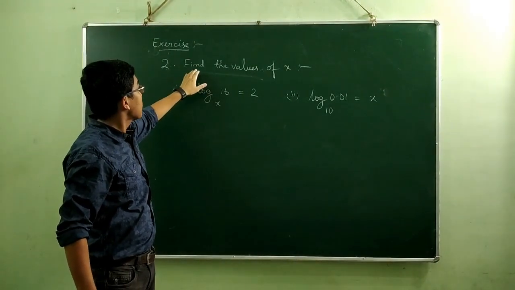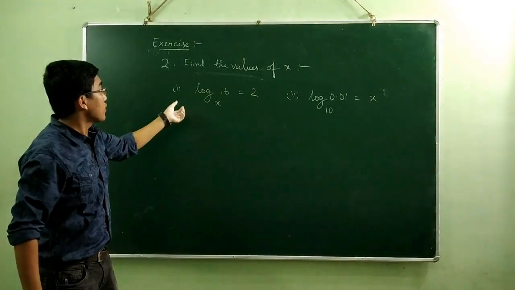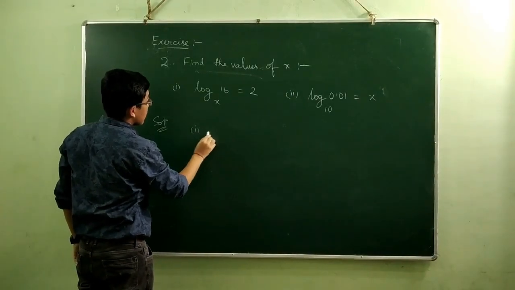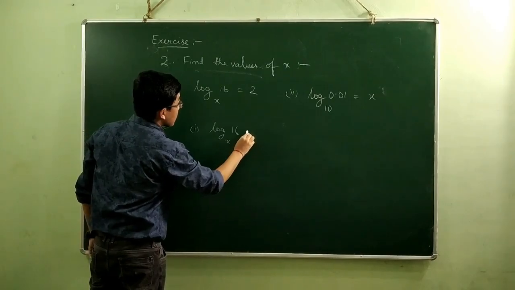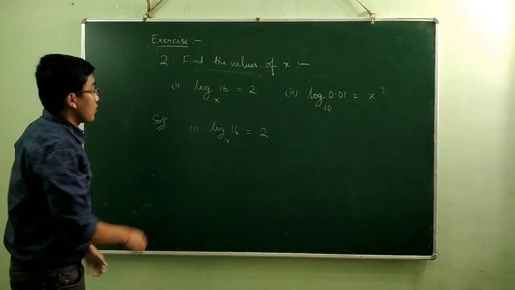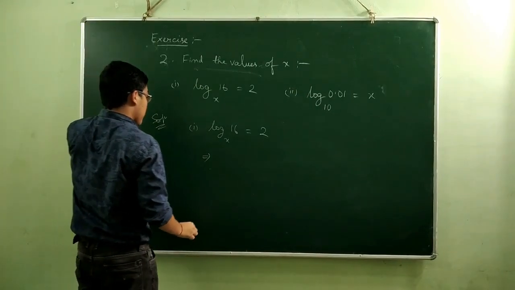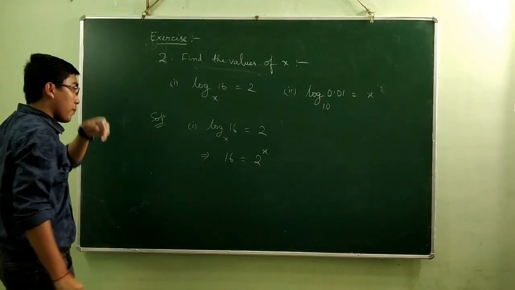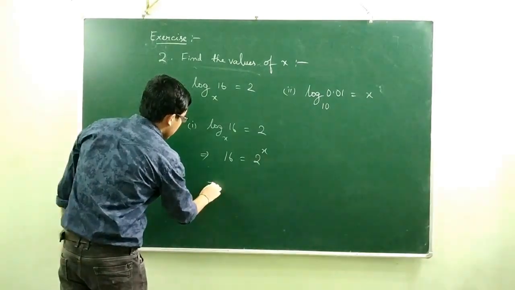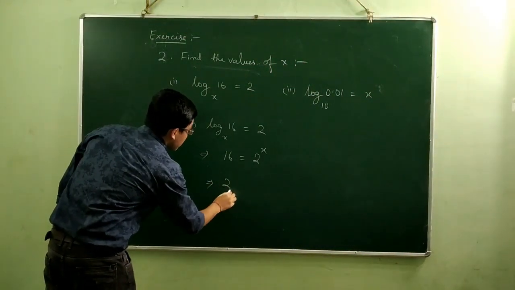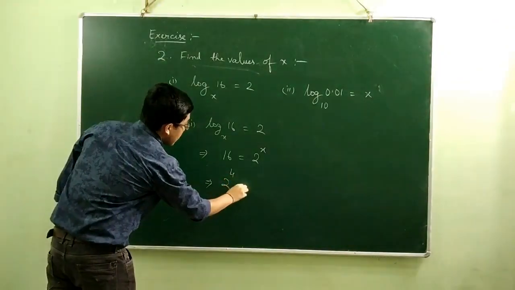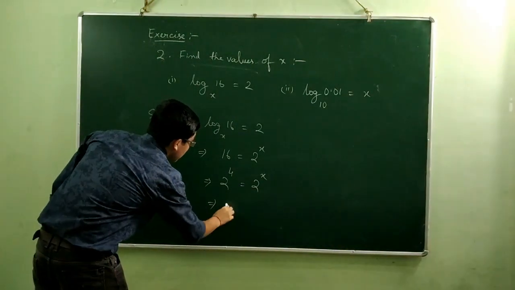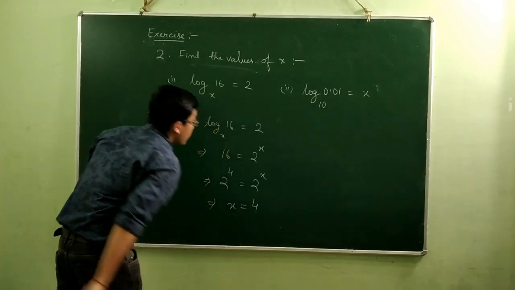Now moving on to the next problem. This is a little different one. Here we are asked to find the value of the variable x. Where is the variable here? The variable is nothing but the base. So log of 16 base x equal to 2. Now if I break it in exponential form, this will give me 16 equal to x to the power 2. Now what is this 16? I can write this as 2 to the power 4, which is 2 to the power x. Now by exponential form, I can say that this x is equal to 4.